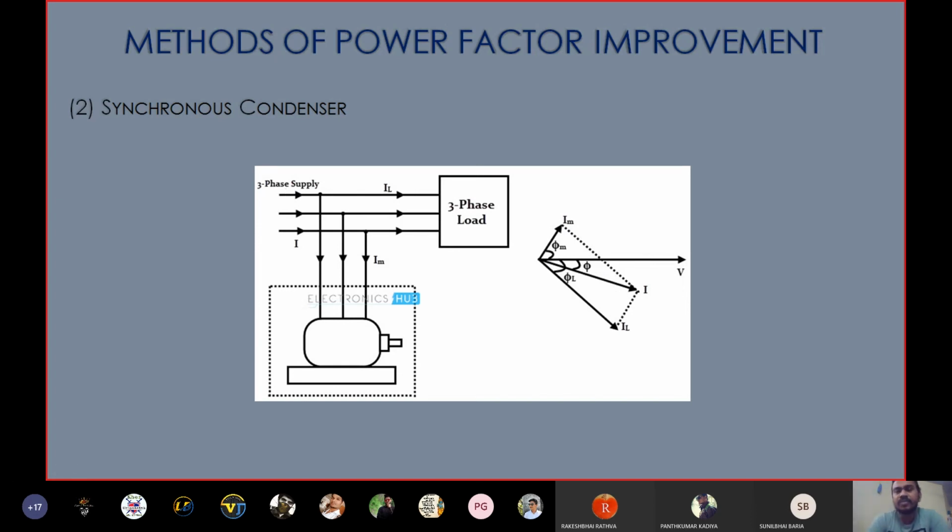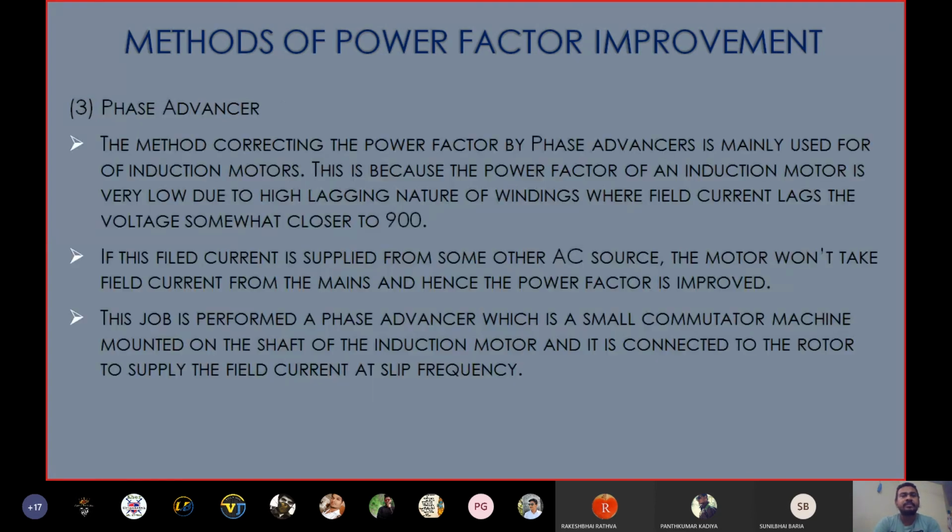This current I coming from the source lags behind the voltage by a smaller angle, that is phi. When the synchronous condenser is not connected, the angle is phi L. But as soon as the synchronous condenser is connected in the circuit, the angle reduces from phi L to phi. So the angle reduces, that means the power factor increases, or we can say the power factor improves. Okay, so this is the synchronous condenser method.